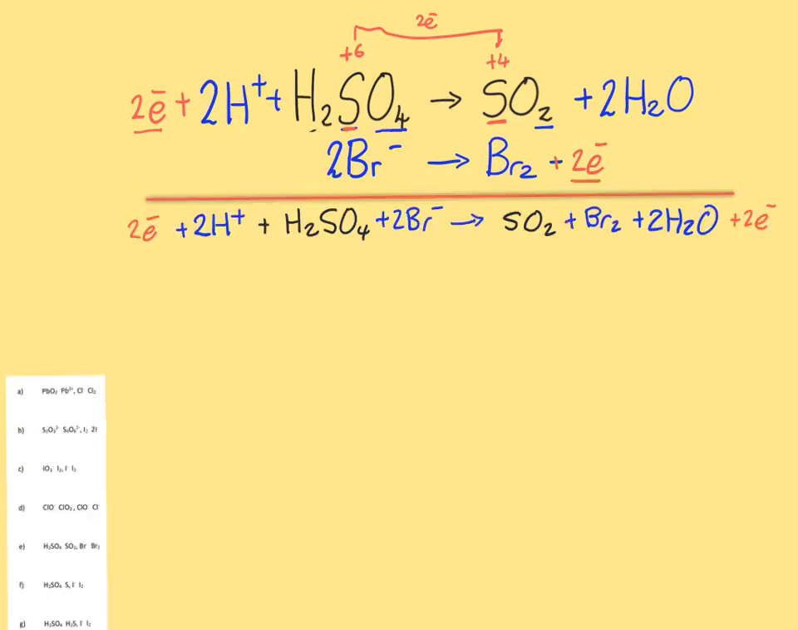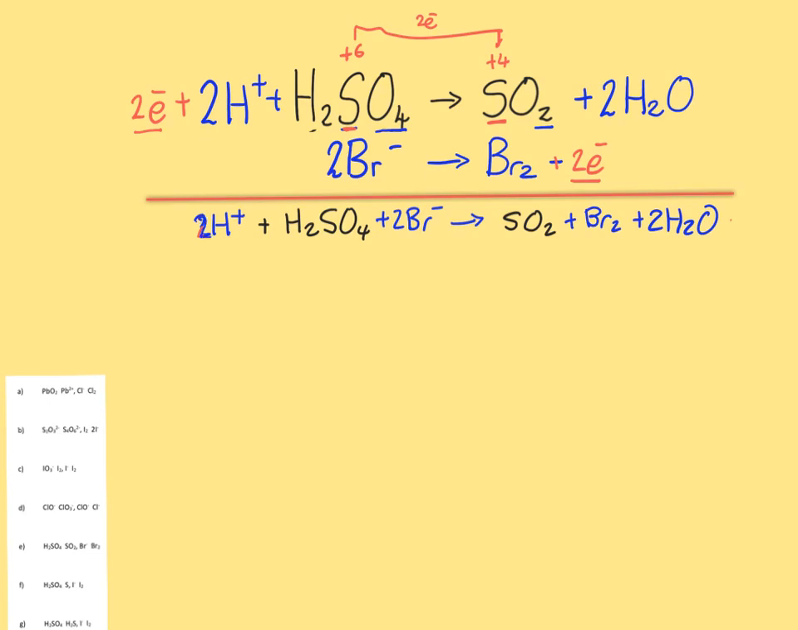So we now almost have our full balanced equation. However, electrons are appearing on both sides, which they shouldn't in a full redox reaction. So since there are 2 electrons on both sides, we can take away 2 electrons from both sides. And now we have our complete balanced redox equation.